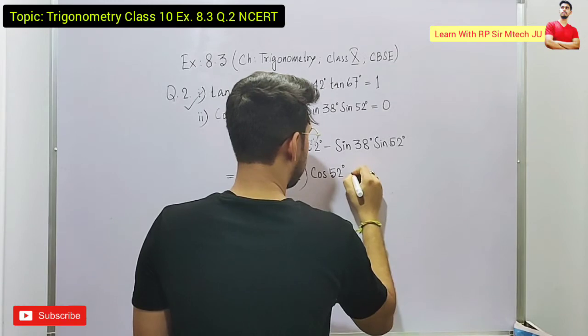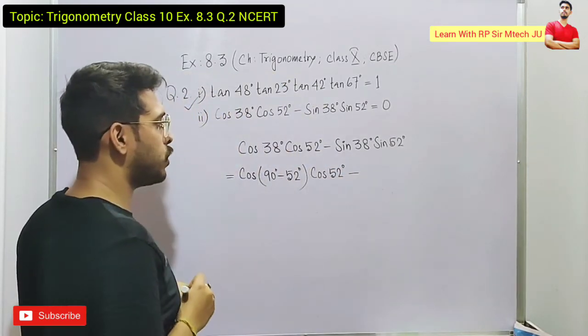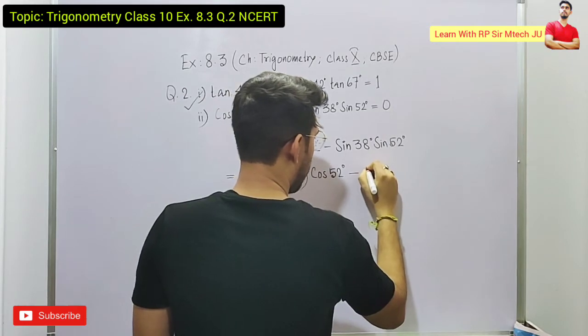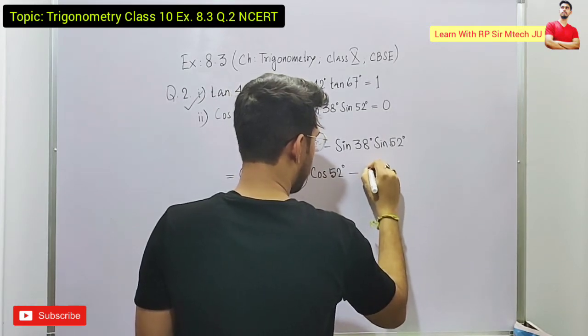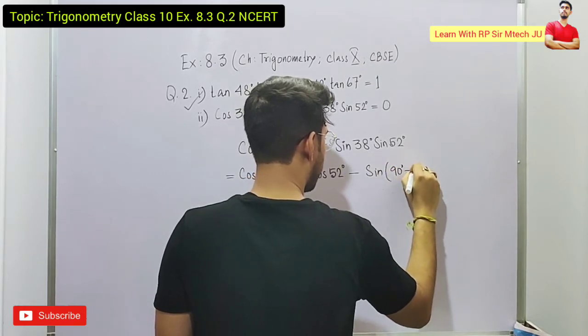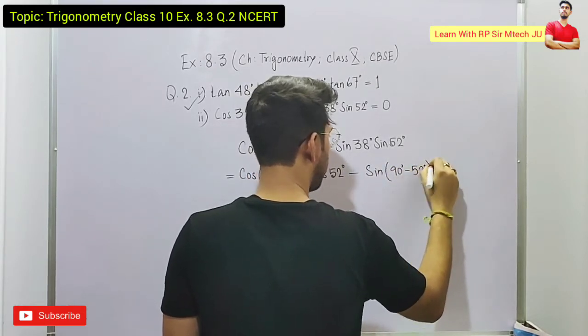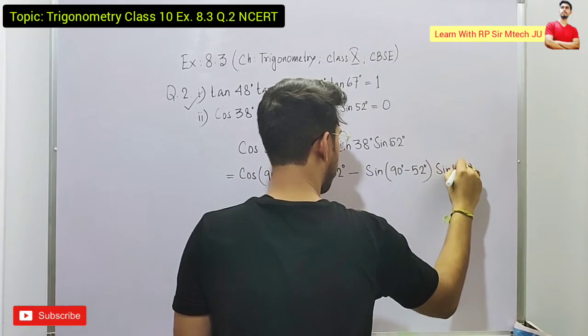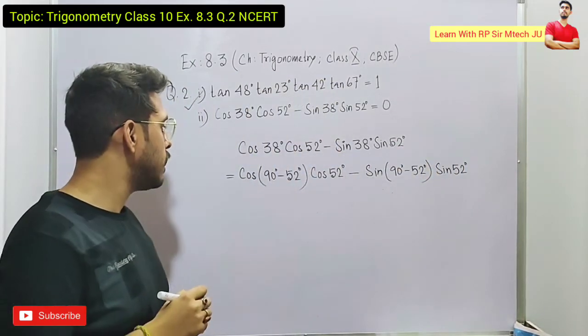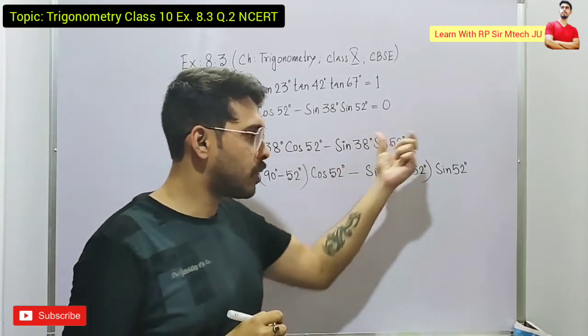And what we can do here, again we can convert this sine now. So sin 38 we can convert to sin of 90 minus 52, and the second one we can keep as it is. Okay. So we have converted the first one from both of these.